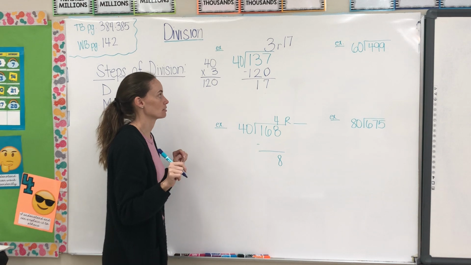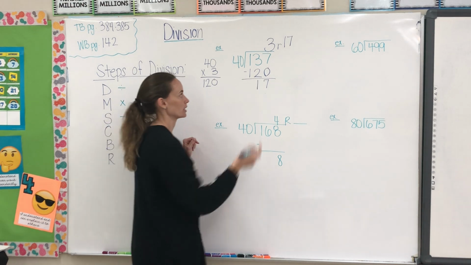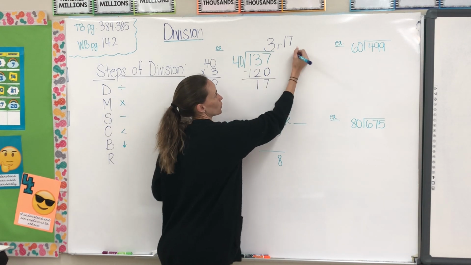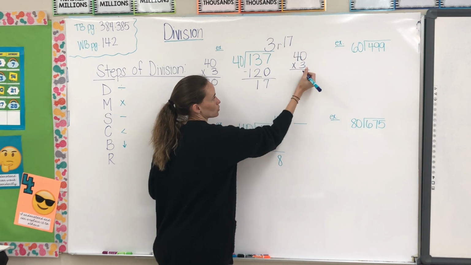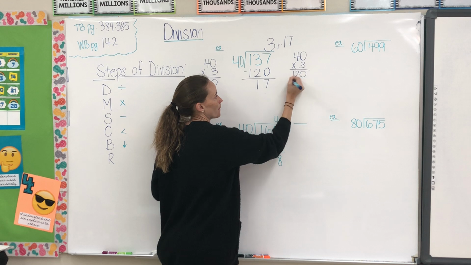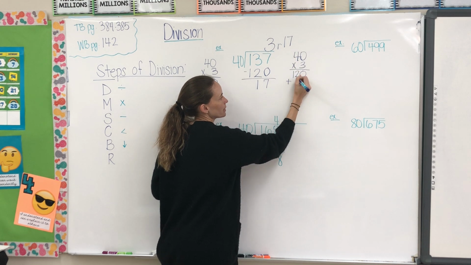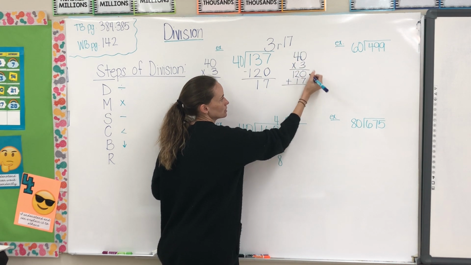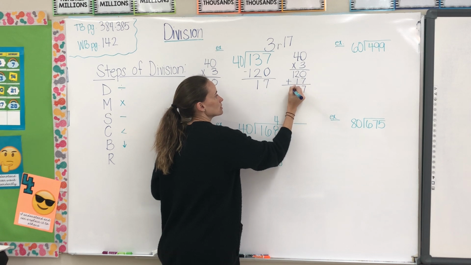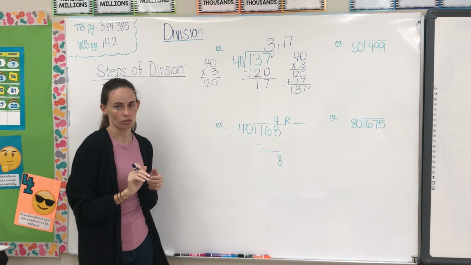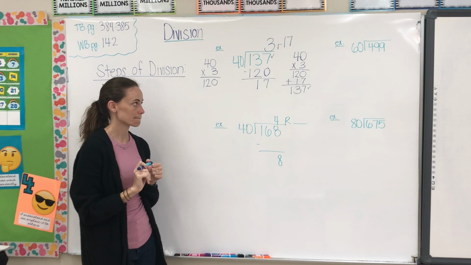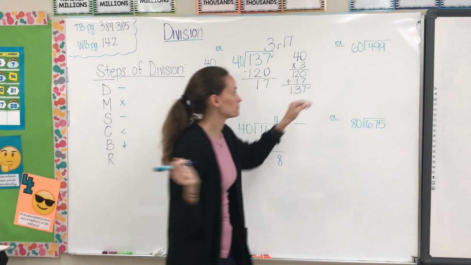How do we check our answer? We multiply, right? 3 times 40, which we already know is 120, plus our remainder of 17, 137. Our answer is correct. Okay? Let's do another example.